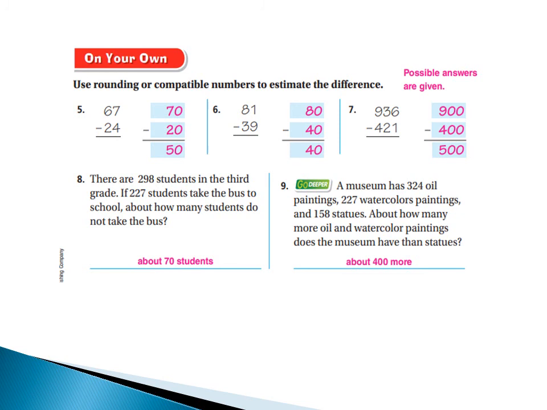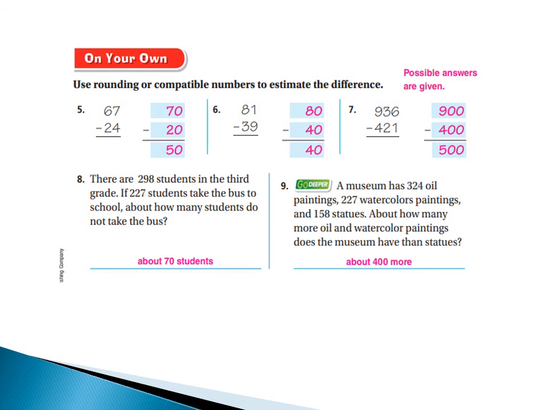81 minus 39. Again, I used rounding here to the nearest 10. 81, 80, 39, it is 40. 80 minus 40 equals 40. 936 minus 421. Here I rounded the numbers to the nearest 100. 936 is between 900 and 1000, but it's closer to 900. 421, it's between 400 and 500, but it's closer to 400. 900 minus 400 equals 500.